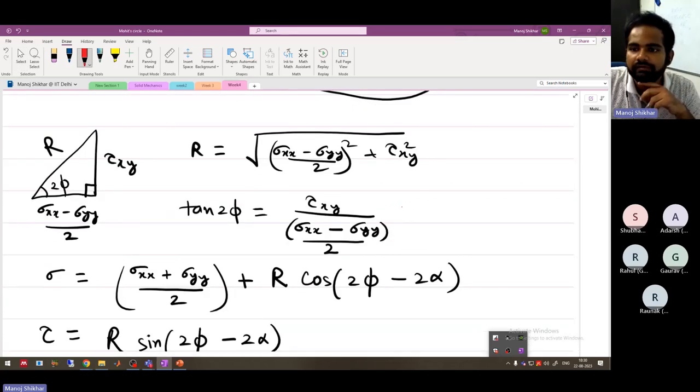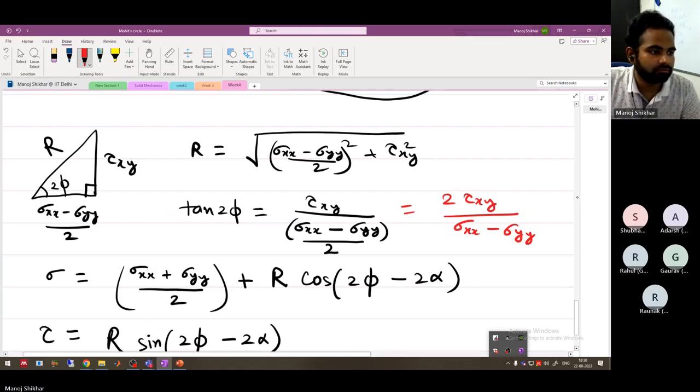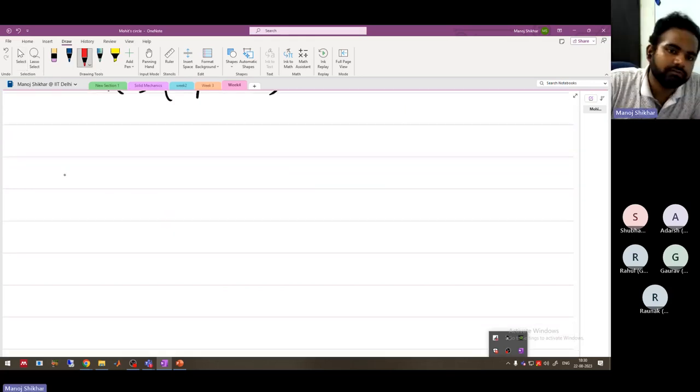This formula can be simplified as 2 tau xy because the 2 from the bottom will go up. Sigma xx minus sigma yy. I hope it is clear till now. Soon we will solve some problems. So, Mohr's stress plane.